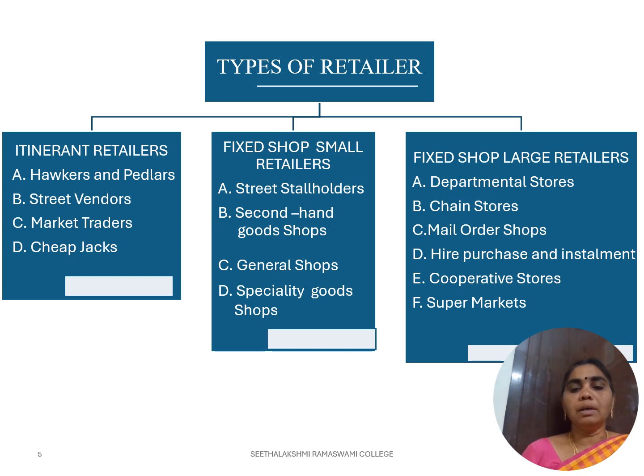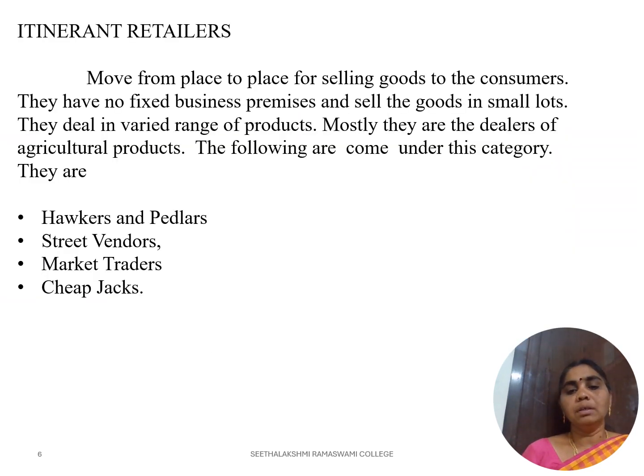The retailers are divided into three broad headings: itinerant retailer, fixed shop small retailer, and fixed shop large retailer. These three broad categories are subdivided into many. Shall we see one by one? Now we see the types of itinerant retailer.